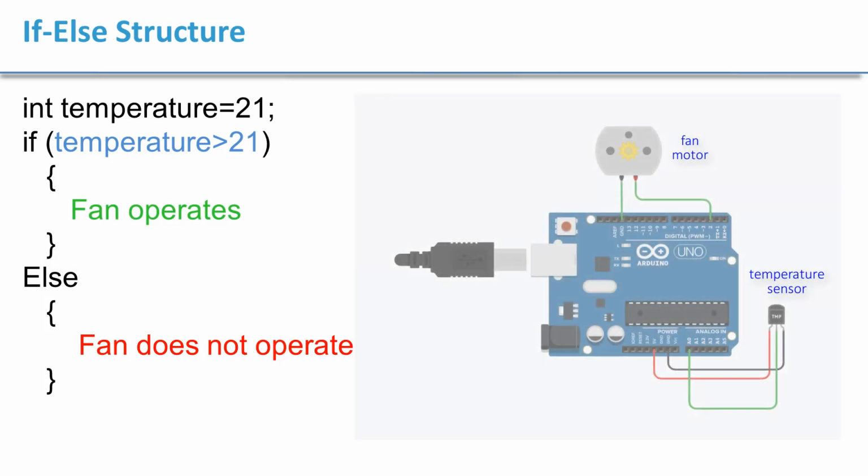In a real application, the temperature value would not be directly assigned to the variable. Instead, this information would come from a temperature sensor and be stored in the variable. In the next lesson, we'll work on examples of if-else statements and operators.